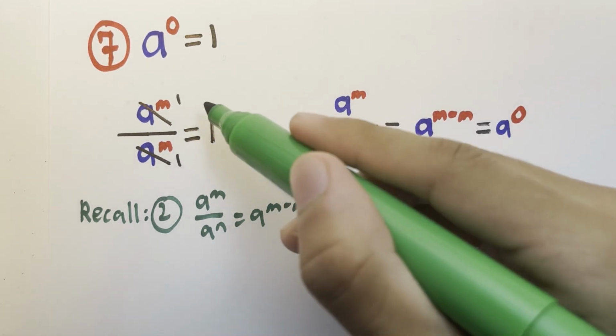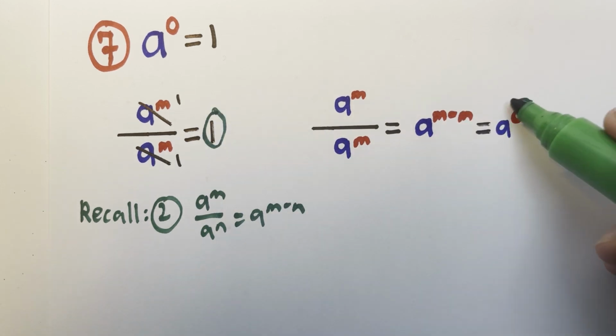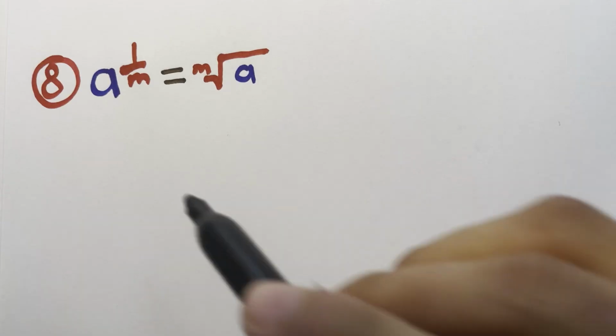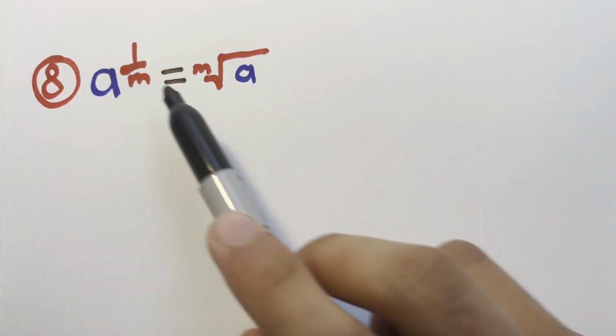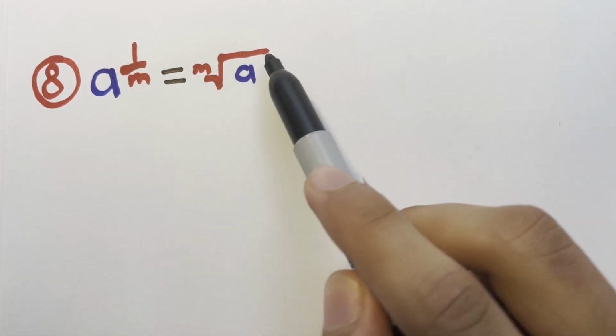Now looking back, again we've created two expressions for the same thing. And this means that they must be equal. Now we start to deal with fractional exponents. A to the power of 1 over m is equal to the mth root of a.